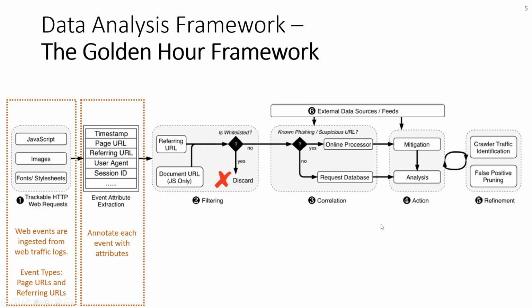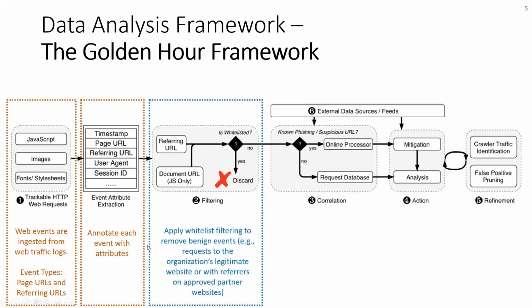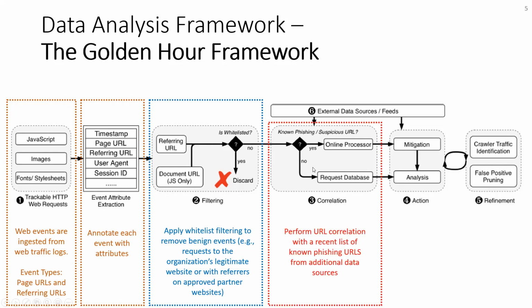So after they annotate each event with attributes, they apply a whitelist filtering to remove the benign events. For example, like what you mentioned, requests to the organization's legitimate website or referrals from approved partner websites. Once they go through this whitelisting filter, they then do a URL correlation with a recent list of known phishing URLs from additional sources. So based on the blacklist. Yes, not just blacklisting.